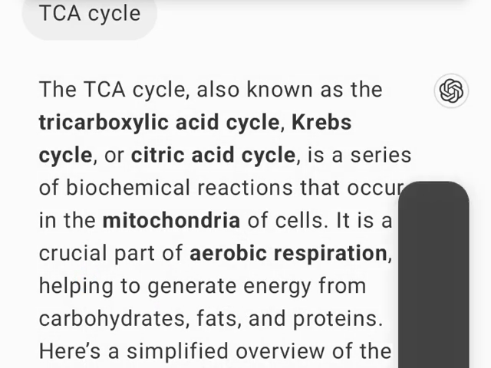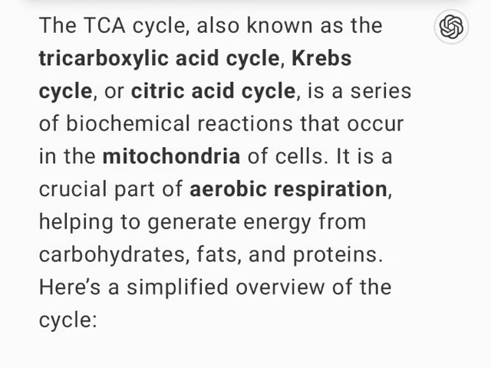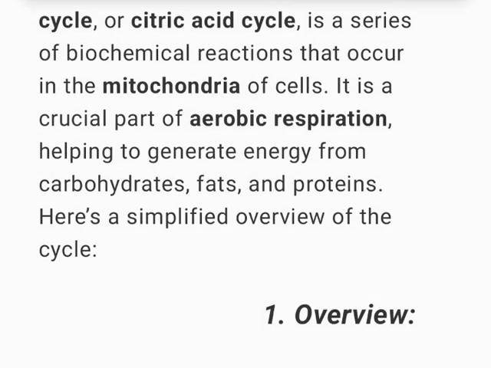The TCA cycle, also known as the tricarboxylic acid cycle, Krebs cycle, or citric acid cycle, is a series of biochemical reactions that occur in the mitochondria of cells. It is a crucial part of aerobic respiration, helping to generate energy from carbohydrates, fats, and proteins. Here's a simplified overview of the cycle.